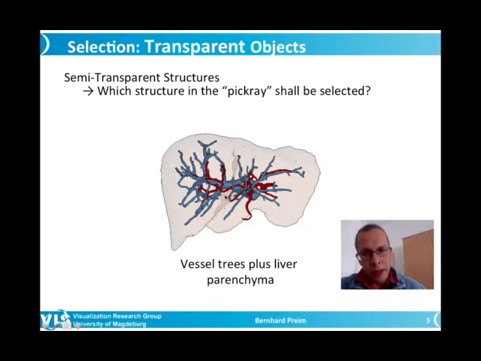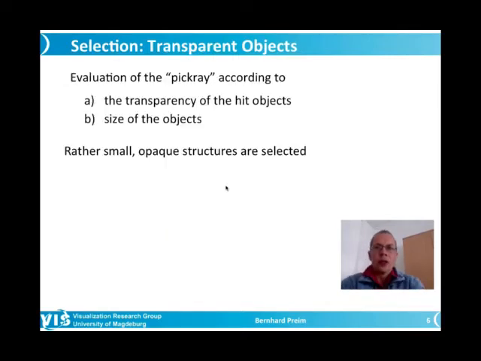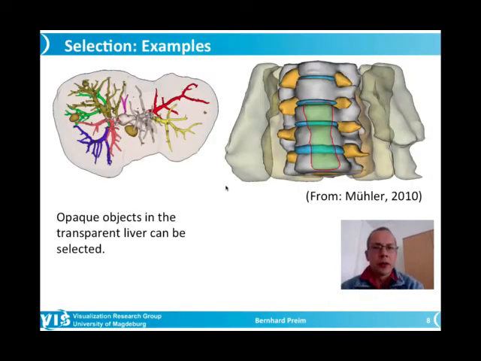Intuitively, one may think that in case of any ambiguity, we should select the smaller structure. So we would prefer smaller structures, and we would prefer structures that are opaquely rendered, that have the higher value for opacity. That is how we can evaluate the structures that we encounter along the picking ray: consider transparency and the size of the object, and choose a strategy that prefers small and opaque structures. That is something that we did in our group.